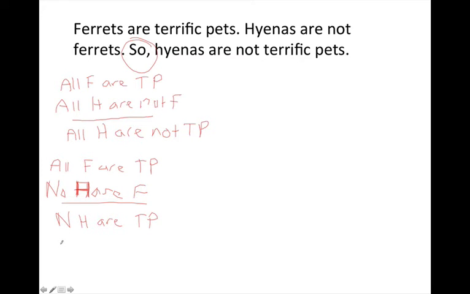So in this case, we have used H, TP, and F to stand in for our respective classes. And apart from the fact that we're not using S, M, and P, our argument is in standard form, right? We have our major premise on top, first in the order, our minor premise second, and then our conclusion. Let's diagram. So our middle term is ferrets, our minor term, hyenas, and our major, terrific pets.